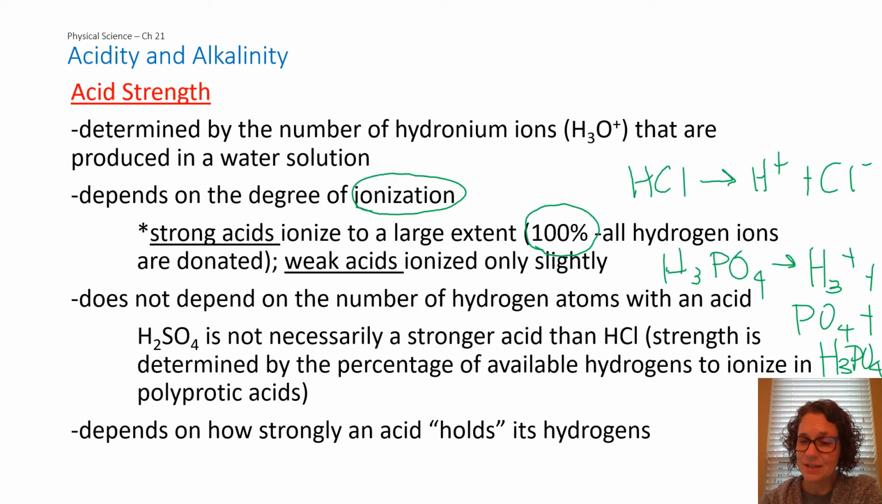Another thing that it doesn't depend on is the number of hydrogen atoms that are in the acid. So for example, H2SO4, sulfuric acid, is not stronger than HCl because it has more H's. That is not the rule. And so just kind of keep that in mind. We tend to look at things like this H3PO4 that I have up here on the screen. H3PO4 is actually one of the weaker acids out there. And so the number of hydrogens does not determine the strength of the acid. It really is just about how strongly an acid holds its hydrogens.